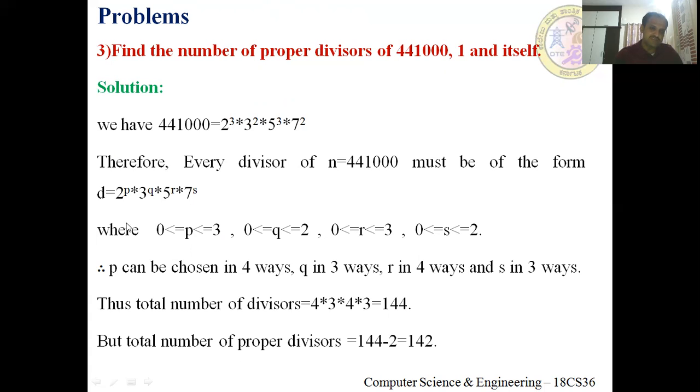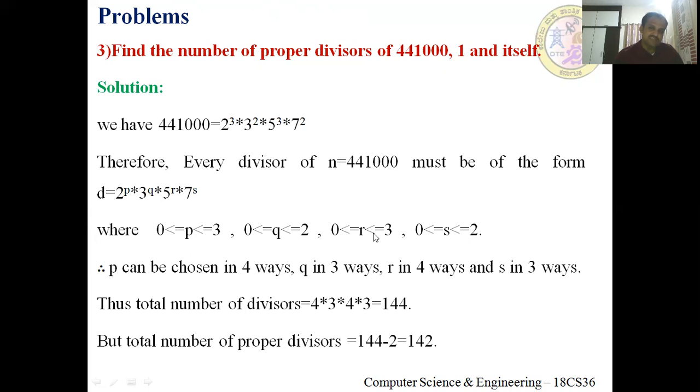Therefore, P can be chosen in 4 ways, Q in 3 ways, R in 4 ways, and S in 3 ways. Therefore, the total number of divisors is equal to the number of ways of choosing P, Q, R, and S. That is 4 into 3 into 4 into 3, which is equal to 144.